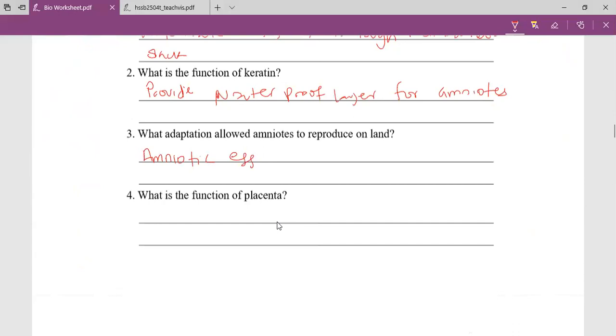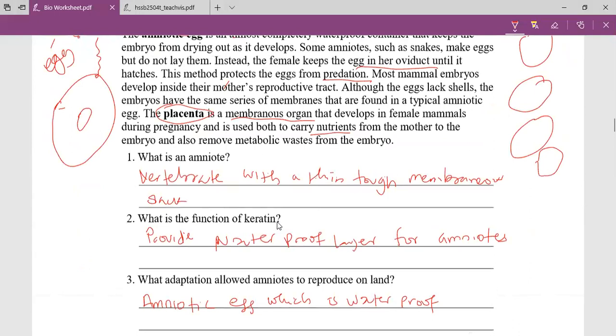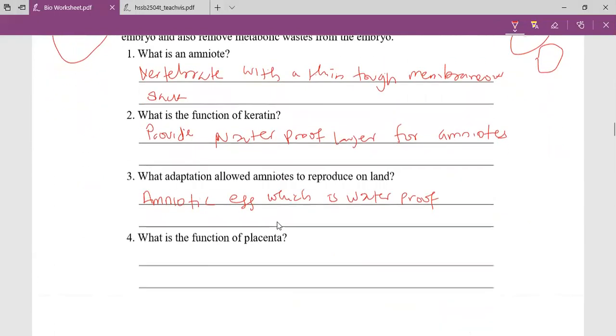No, it's not the same with placenta. Correct it, please. Which is waterproof. But not all amniotes have placenta. What do you mean? There are certain types of amniotes that have placenta. Female mammals. He didn't say amniotes. Mammals. All female mammals have it. Mammals, not amniotes. Okay.